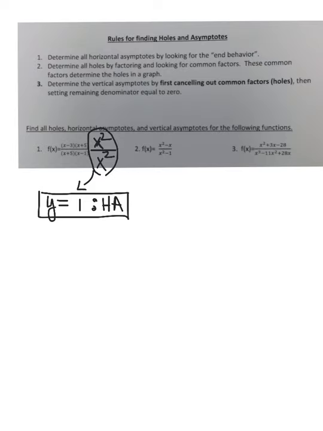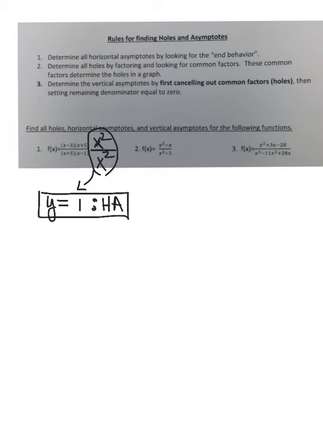Alrighty, well, let's look up here and see if we have any common factors. P.S. We don't need to factor this. It's already done for us. That was very nice of them. Do you see that you have a common factor of x plus 5 and x plus 5? So it's these common factors that determine the holes in a graph.